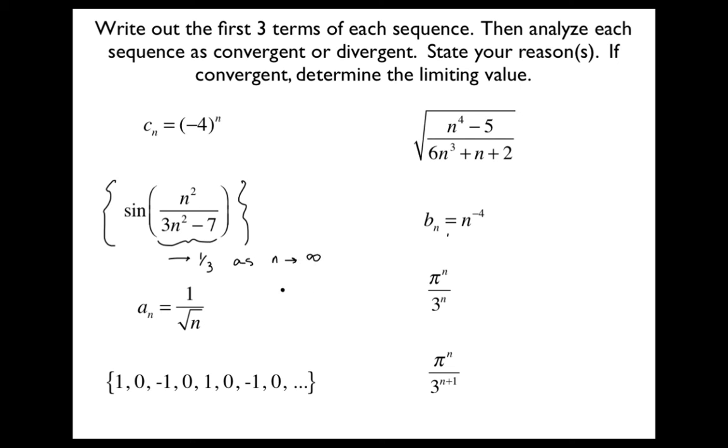Therefore, the whole sequence will approach what? Sine of 1/3. If the inside is getting infinitely close to 1/3, then the whole sequence is getting infinitely close to whatever the sine of 1/3 is. So this is convergent to the sine of 1/3. That's one way to analyze a rational sequence like that: you invoke what you learned in pre-calculus about rational functions and horizontal asymptotes.